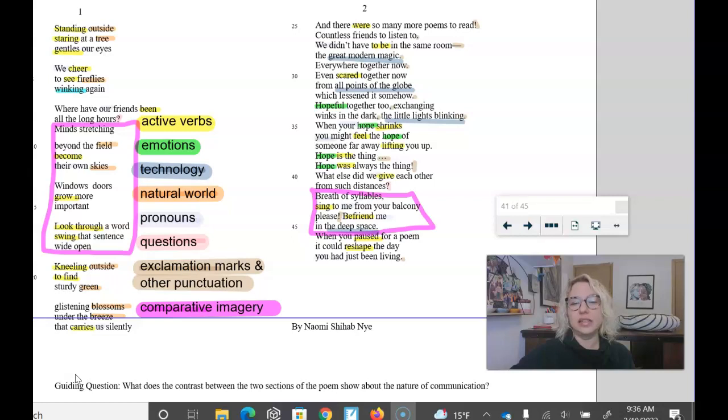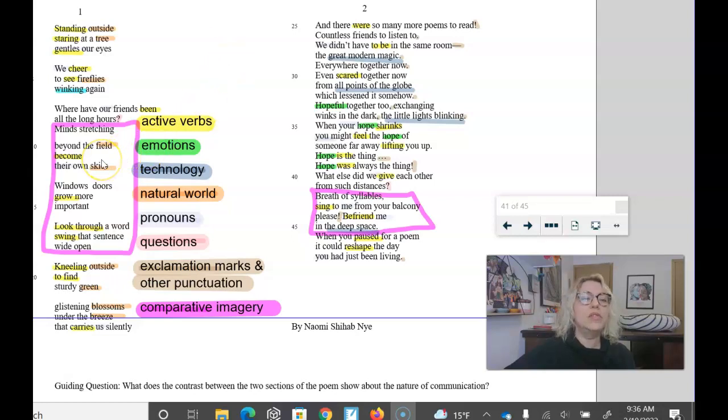What did you find? Here are some things maybe that you found. For the active verbs, I've traced those. And when I'm saying active, I mean the verbs that are really doing the working in the sentence. There might be other verb-like words. For example, winking is a verb too, but it's not the active verb in the subject. The active verb is we cheer to see. The fireflies are doing the winking, but they are not the subject.